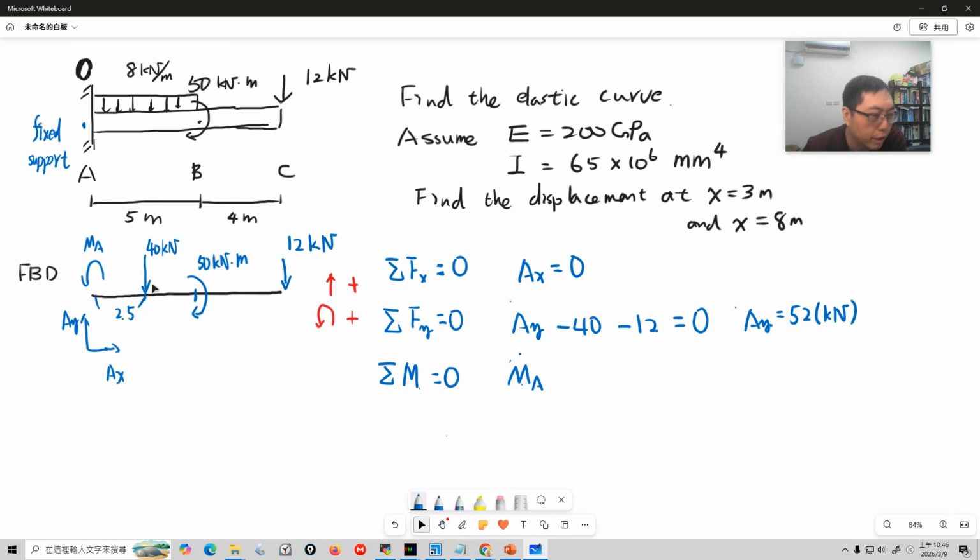So it will become clockwise. Clockwise is negative, so minus 40 times 2.5. And the next one is also 50 kilonewton times meter. It's also clockwise, so it's minus 50. And the next one is 12 kilonewton at the end.